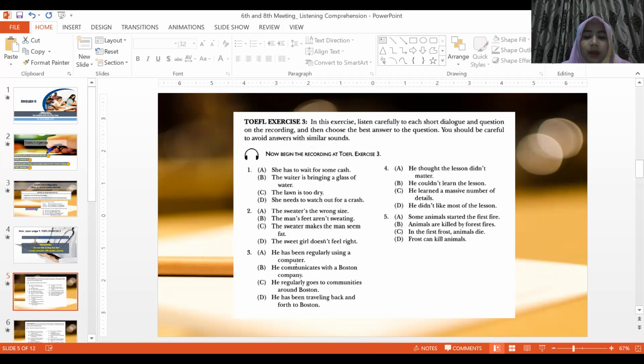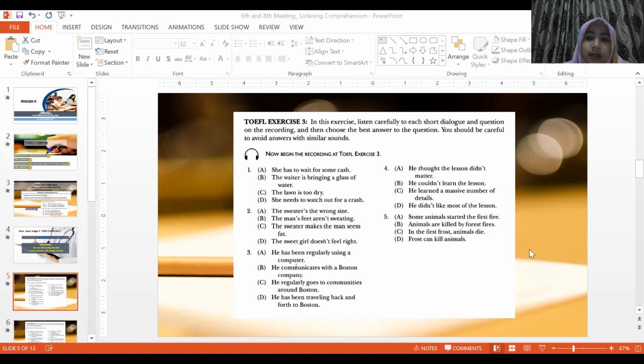But it doesn't seem to fit right, ya. Intinya, tapi kelihatannya sweaternya nggak cukup gitu ya, ukurannya nggak cukup, gitu ya, intinya gitu. But it doesn't seem to fit right, gitu ya. Kelihatannya ukurannya nggak pas, gitu ya.